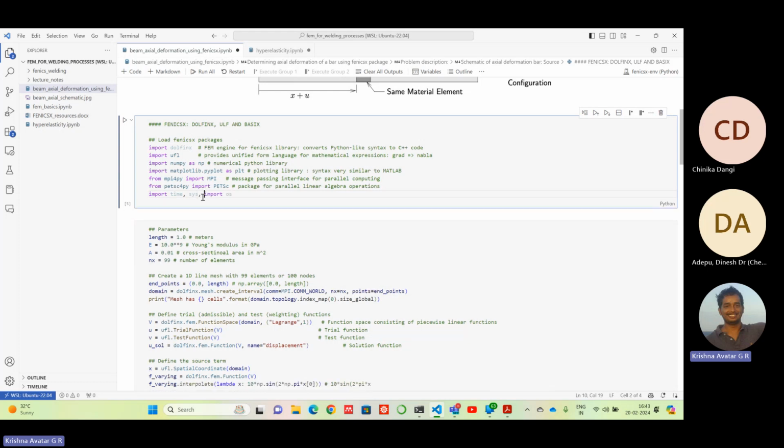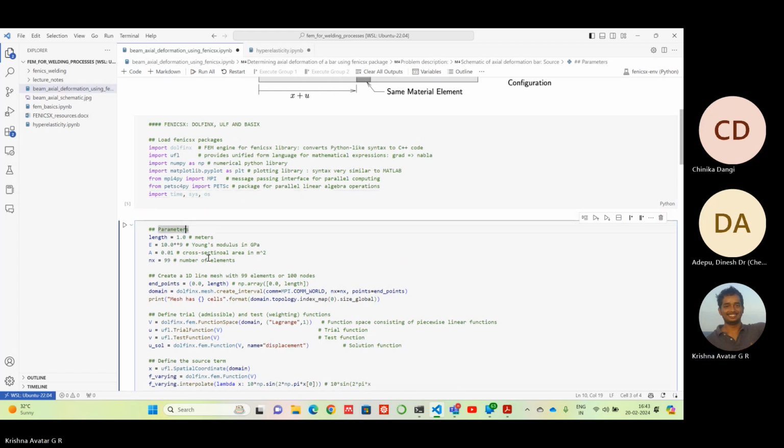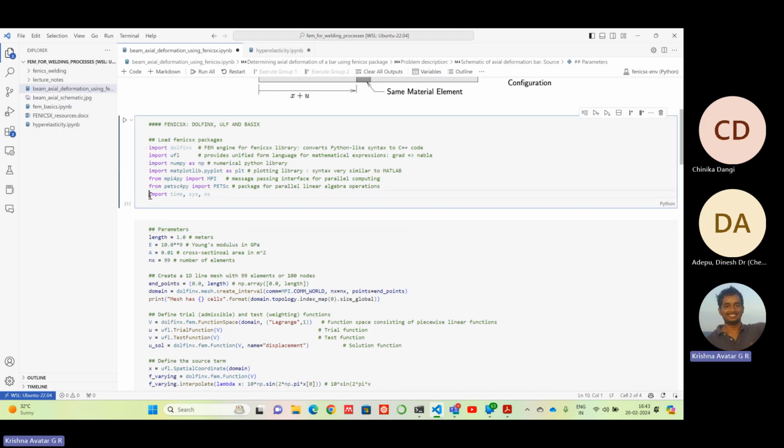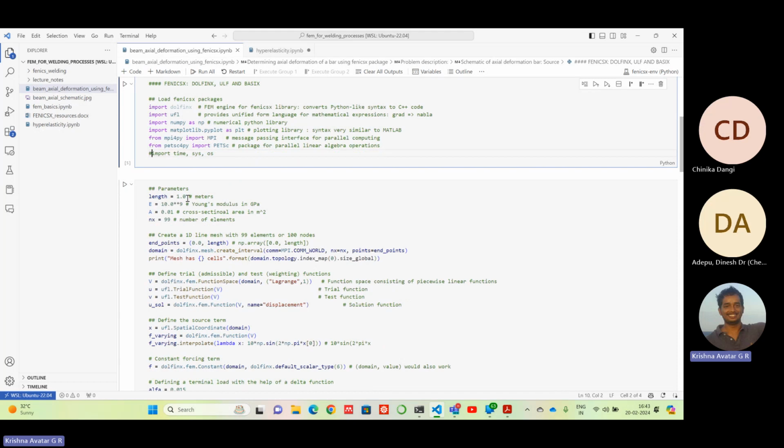Import sys, but right now we are not using it. We'll use it gradually. We'll come to know where to use sys, where to use time, and how we can use os and all. So for now, I'll just comment it out. Okay, we start with our parameters.